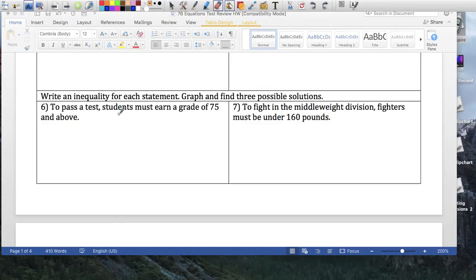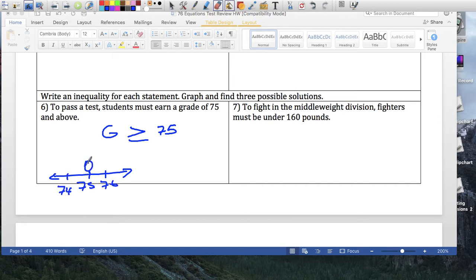Let's graph this. To pass a test, students might earn a grade of 75 and above. Okay, so here's my variable, g for grade. Here's the 75. What does your grade have to be in relationship to 75? It must earn a grade of 75 and above. So your grade has to be greater than or equal to 75. Values that will work, well, I'm going to graph this first of all. Here's 75, here's 76.